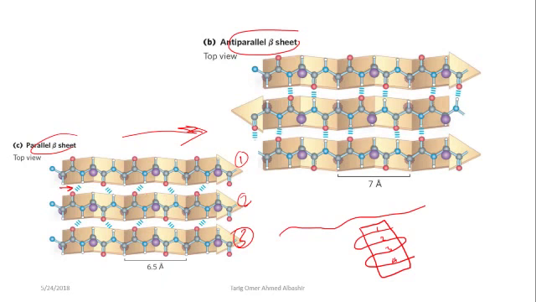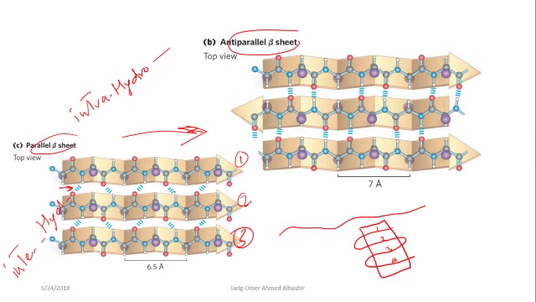These hydrogen bonds, if they are in the same polypeptide, we call them intrahydrogen bonds. And if they link between two different polypeptides, or more than two, in this case we call it interhydrogen bonding.